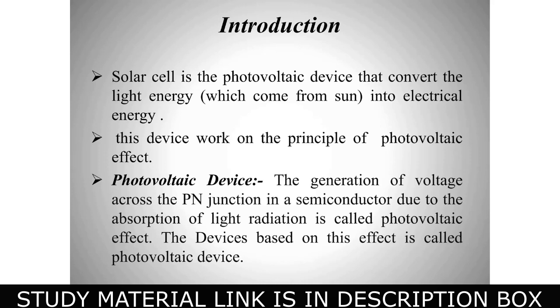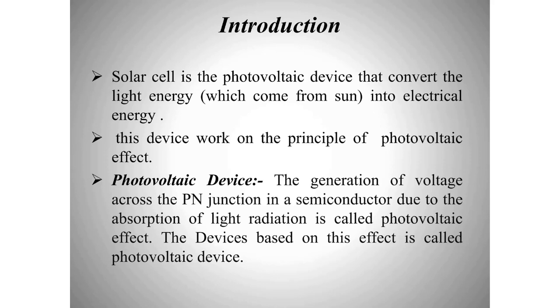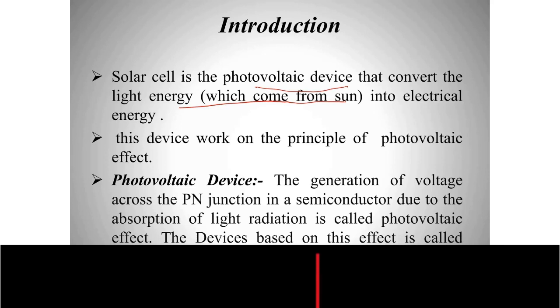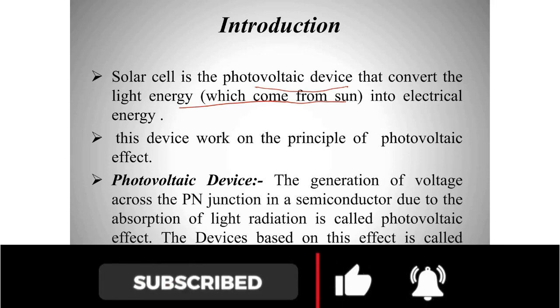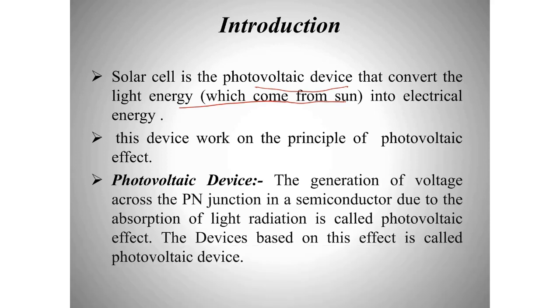That is, it is the photovoltaic device that converts the light energy, which is actually coming directly from the sunlight, into the electrical energy. That is, a solar cell is one kind of photovoltaic cell that converts the energy of sunlight directly into electricity by the use of the photovoltaic effect. So basically, this device, the photovoltaic device, works on the principle of the photovoltaic effect.